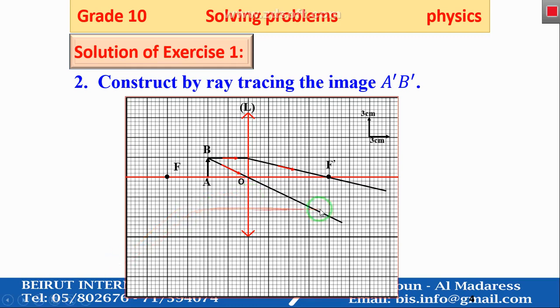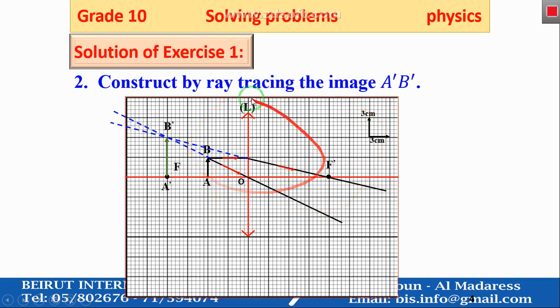As we noticed in here, both rays did not intersect, so we elongate both rays from behind so that they will intersect behind the object AB at a single point. This point where the two rays intersect is B', the image of B. From B', we draw a perpendicular line to the optical axis to give us A', the image of A. So this is the image A'B' of the object AB.